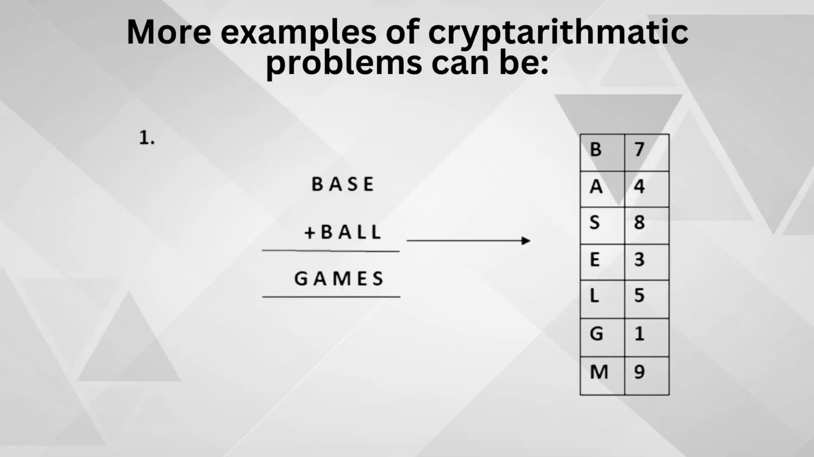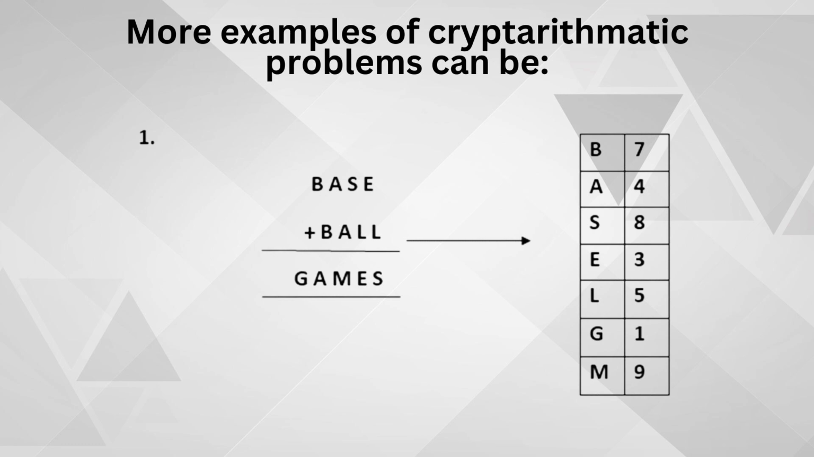So, now we have more examples of cryptarithmetic problems. So, the first one is base plus ball is equal to games. So, by using the above method, you can solve it and the final solution will be B is equal to 7, A is equal to 4, S is equal to 8, E is equal to 3, L is equal to 5, G is equal to 1 and M is equal to 9.